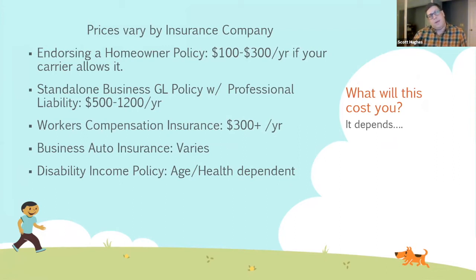You can go buy a standalone policy, a business policy on a GL, so general liability with professional liability. This can run, generally speaking, anywhere from $500 to $1,200. Again, there's a lot of factors about how many children you're taking care of, how many you're licensed for versus how many you watch, if you have any employees, things like that. That all impacts the cost of the policy.